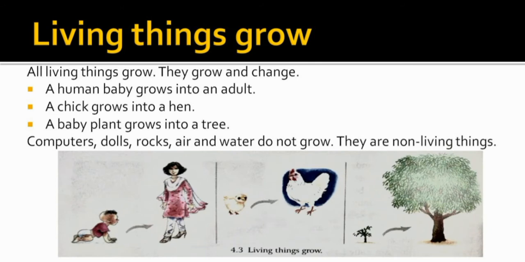Next, living things grow. All living things grow. As you can see in the picture, a human baby grows into an adult. A chick grows into a hen, and a baby plant grows into a big tree. So this shows that living things grow. Have you seen a computer or a doll or rocks or air grow? Have you seen them growing? No. So they are non-living things and they do not grow.